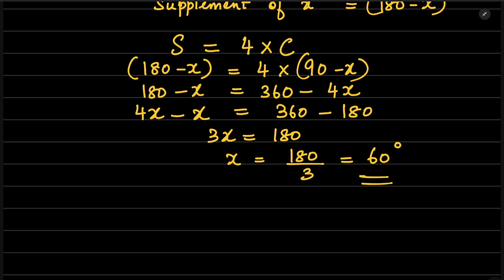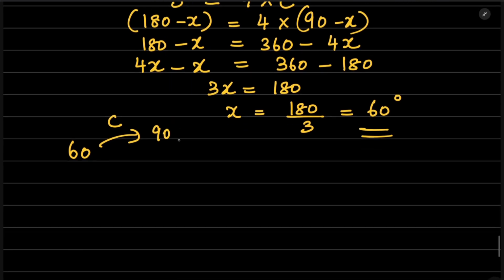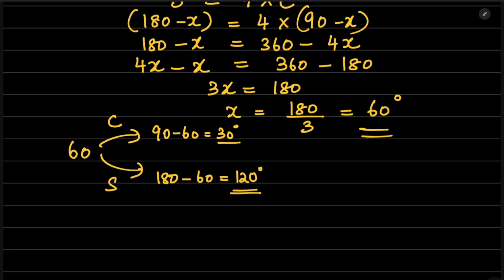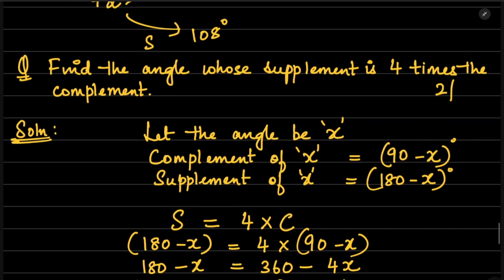That's your answer. Okay. So for 60 degrees, what is the complement? 90 minus 60, which is nothing but 30 degrees. And what is the supplement? 180 minus 60, which is 120 degrees. So this is the complement, this is the supplement. However, the angle is 60 degrees. This is your answer. If it comes for 2 marks or 3 marks, you will be able to score full marks here.